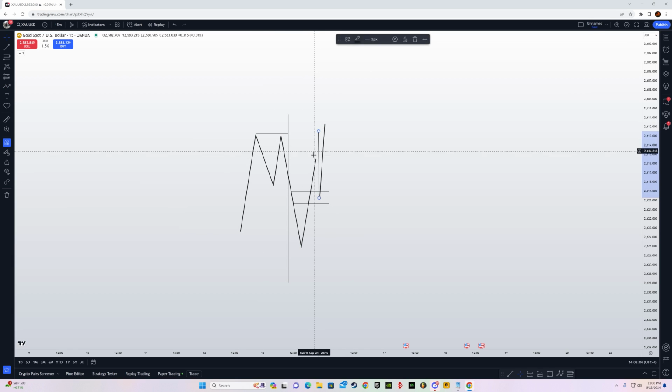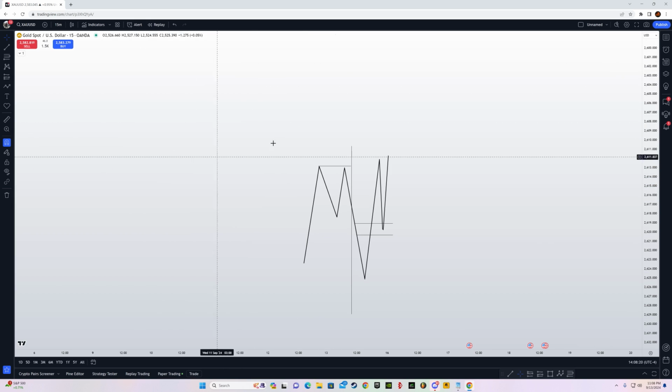Now, what if the liquidity is swept before you get your entry, right? And this is what's going to make the setup low probability because we have already reached our target. But rest assured, even if the liquidity is swept, there might be some higher time frame liquidity resting above here that the price will take out.